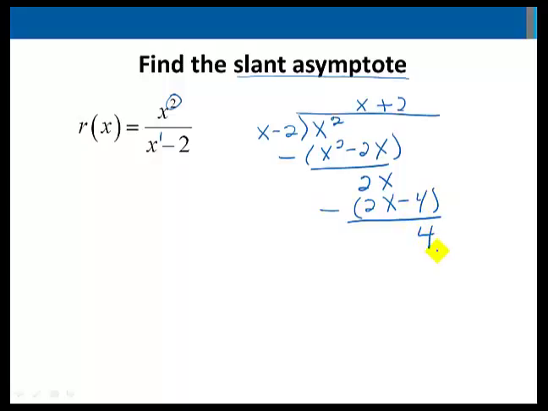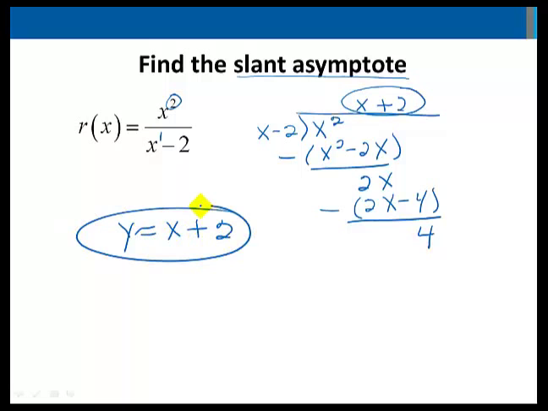We ignore the remainder here. The slant asymptote is the quotient. And so here my slant asymptote will be y equals x plus 2. This is the slant asymptote of the graph that we looked at just a minute ago.